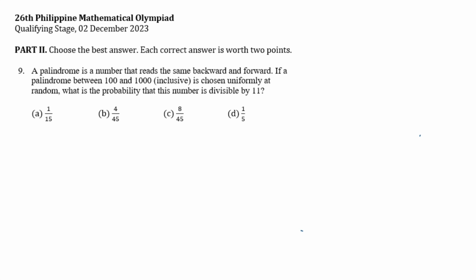Clearly, the palindromes in this range are 3-digit numbers, so the units digit and the hundreds digit must be the same. Thus, we are counting 3-digit numbers of the form ABA. And obviously, A can take the values 1, 2, 3 up to 9. And B can take the values starting from 0 up to 9.